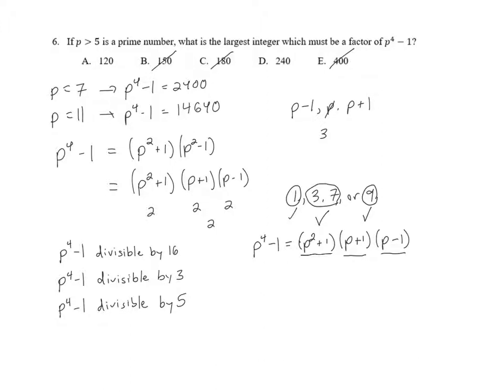So in all of the work that we've done, we've seen that p to the fourth minus 1 is divisible by 16, 3, and 5, and if you multiply all of those together, you can see that p to the fourth minus 1 is divisible by 240, which is answer choice D.